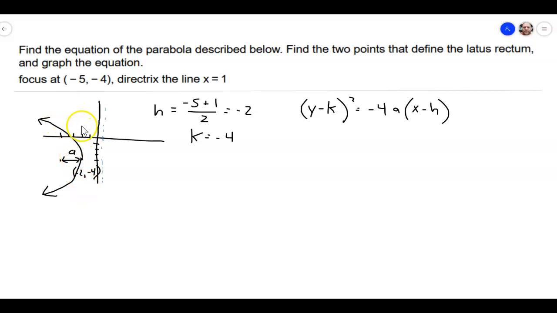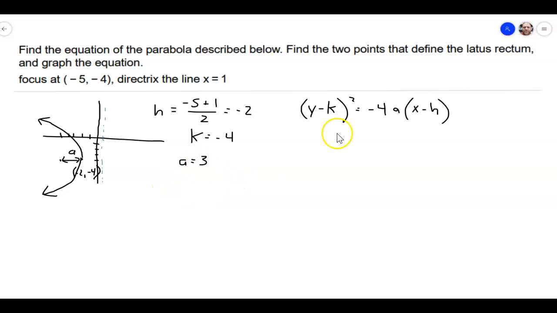So if we just take -5 right here, and we subtract -2, that should give it to us. So -5 plus 2 is -3. And remember, we're taking only the positive value of that. So in this case, a is just equal to 3. That's our distance between -5 and -2, and it's also the distance between -2 and +1.